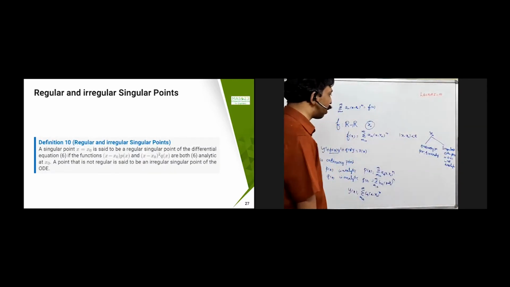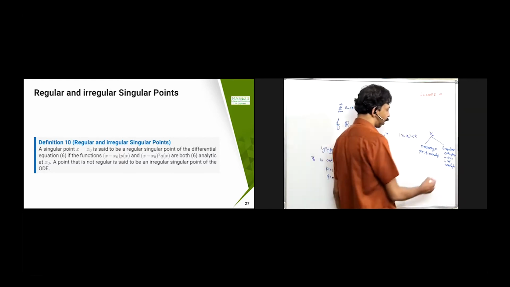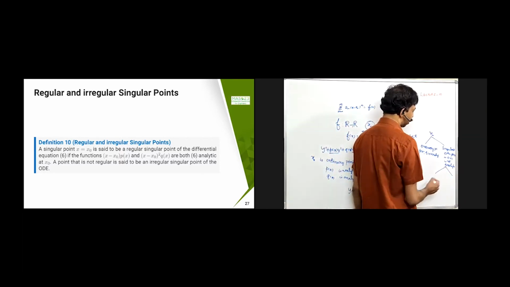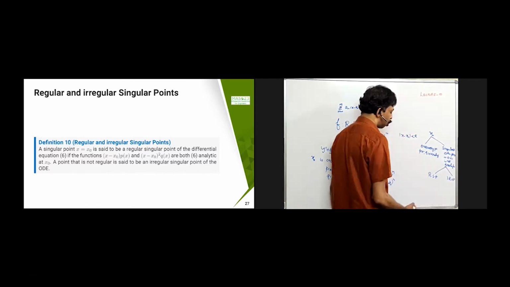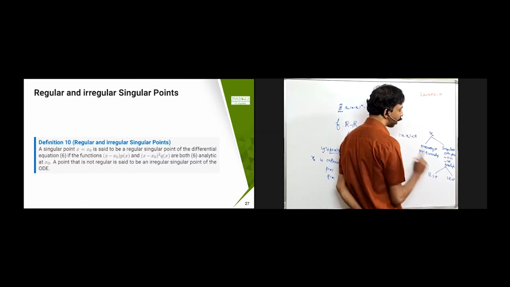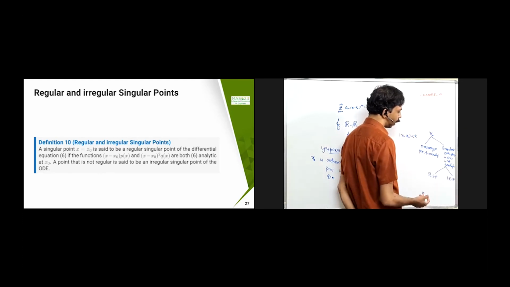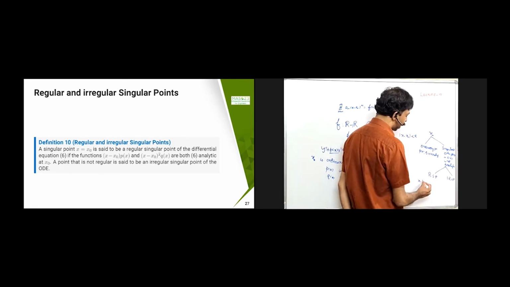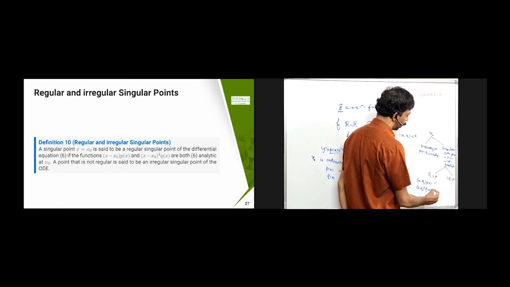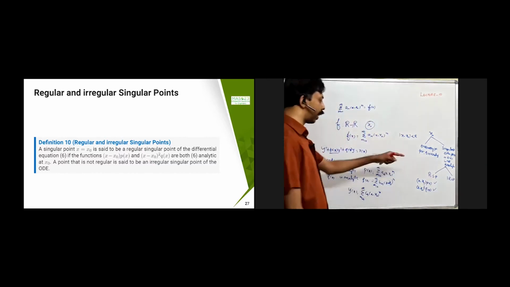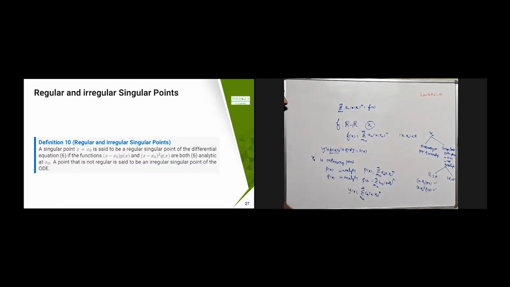Now again, if it is a singular point, I can classify this further. I am going to classify it as a regular singular point and an irregular singular point. What is a regular singular point? Since P of x and Q of x are not analytic, either one of them is not analytic, in that case I define x minus x naught into P of x and check whether this is analytic. Then second, I check x minus x naught whole square into Q of x, whether this is analytic. If these two are analytic, then I say that the singular point is called a regular singular point.